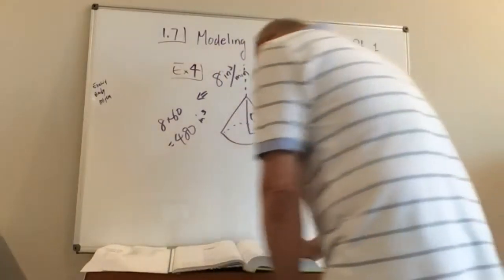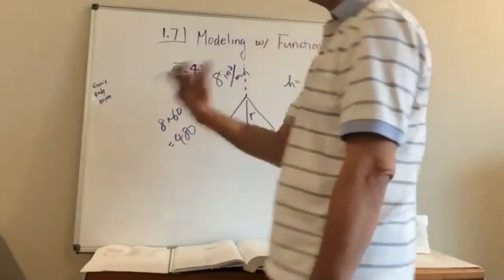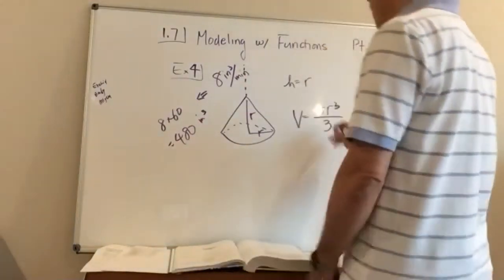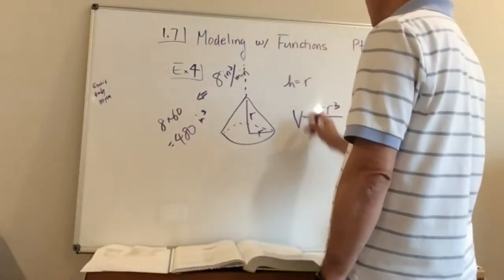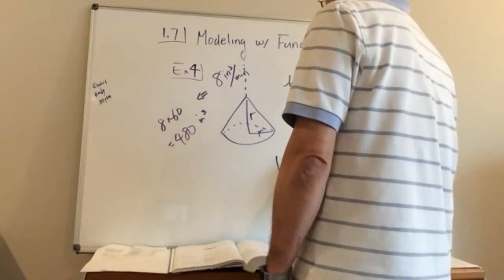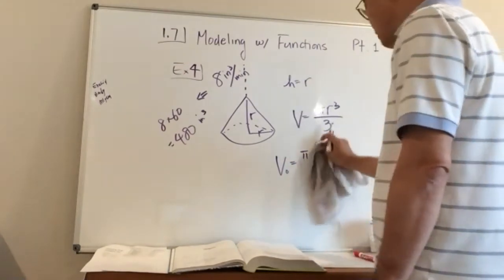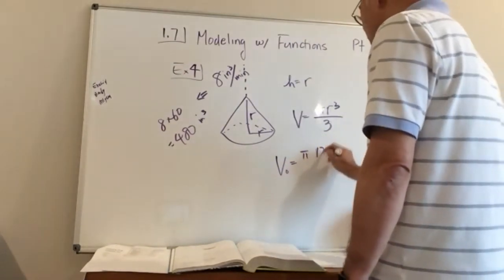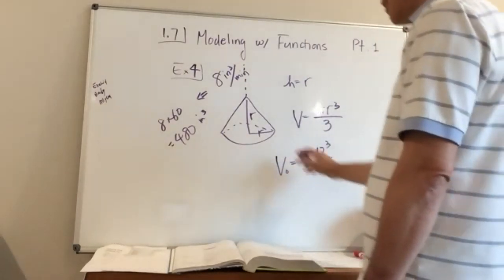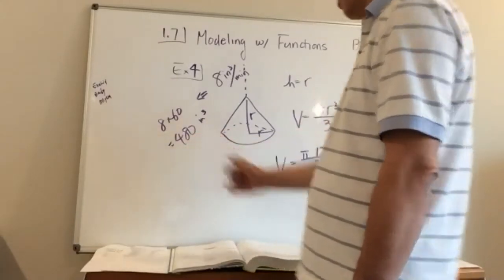When we first started, it was 1 foot tall, which means it's 12 inches, right? So my initial volume, I'll call that V naught, is going to be pi r cubed, so r was 12, cubed over 3. This is the initial volume, right? Then I'm going to add to this much more.